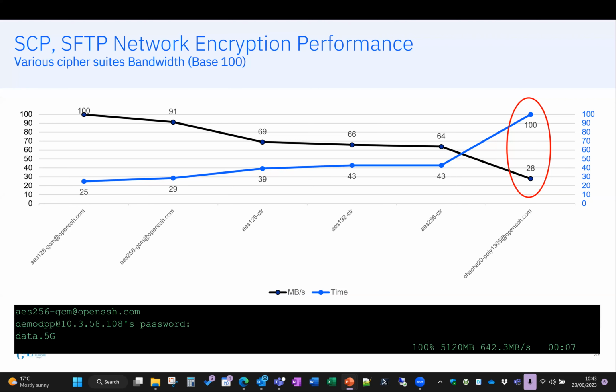And we can see here, rounded to 100, the difference in terms of times and in terms of bandwidth. So in black, the bandwidth, the best one in terms of bandwidth was the AES 128 GCM. And the worst was ChaCha20 Poly. This one is not hardware accelerated by the platform.